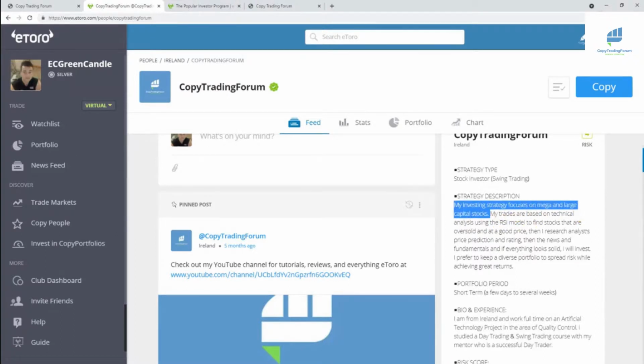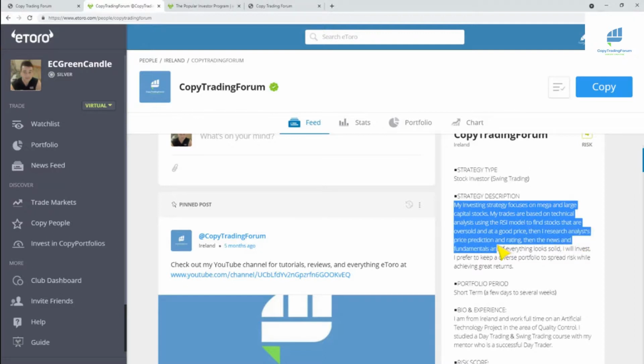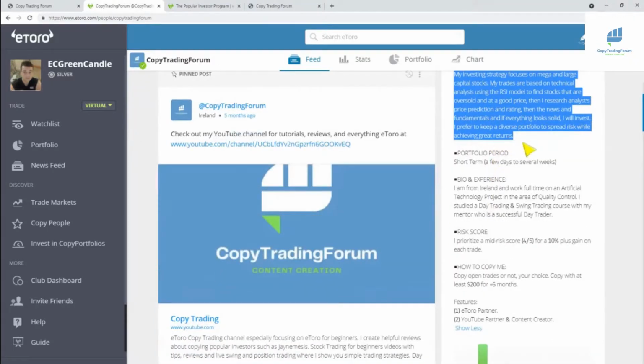So the largest stocks available in the market, the big names that everyone knows. My trades are based on technical analysis using the RSI model. I find stocks that are oversold at a good price. Then I research analysts' price predictions and ratings, then the news and fundamentals, and if everything looks solid, I will invest. I prefer to keep a diverse portfolio to spread risk, achieving great returns.